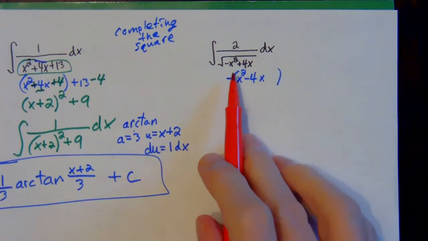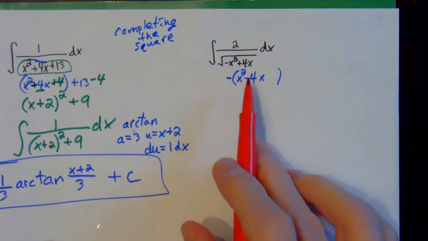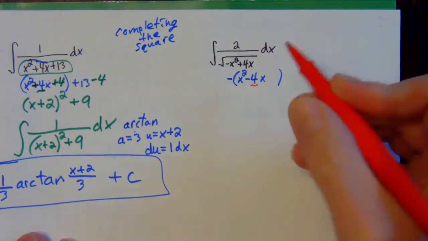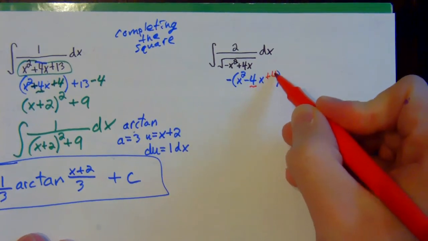And so now once you get rid of that number in front of your x squared, then you're gonna do that thing where you do half of the middle number and square. So half of 4 is 2. When you square it, you get 4. So you put a plus 4 right there.